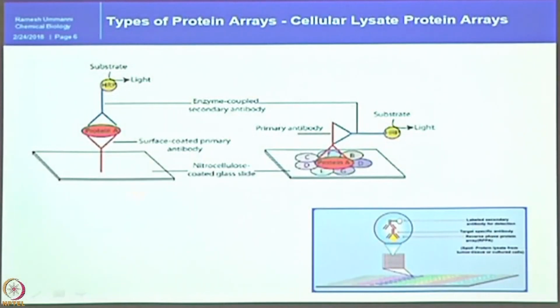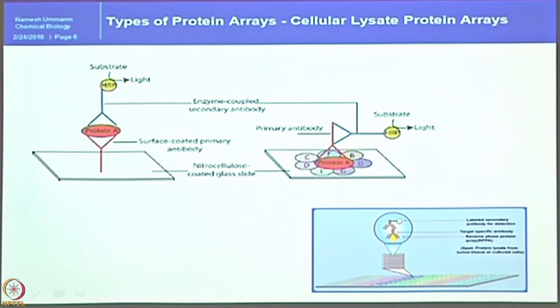So you can see that this is a forward array where the antibody is spotted and protein A is captured by the antibody from the pool of lysate, and a secondary antibody specific to protein A is used for detection. This is coupled to an enzyme-linked secondary antibody. If you look here, you have a glass slide which is coated with a nitrocellulose membrane and a pool of lysate along with your protein of interest. Here we have A to G proteins.